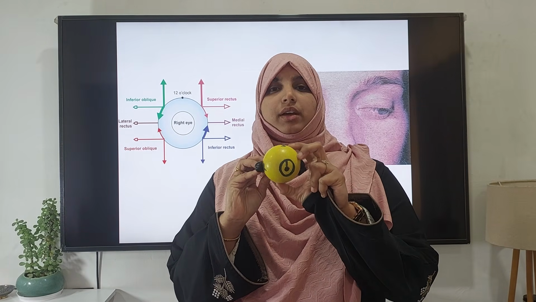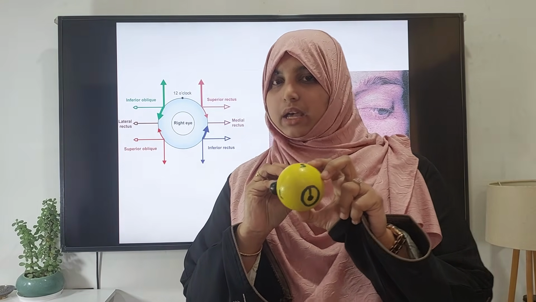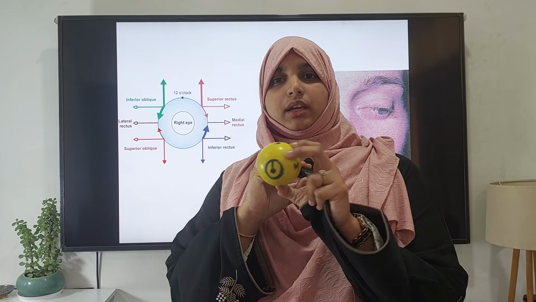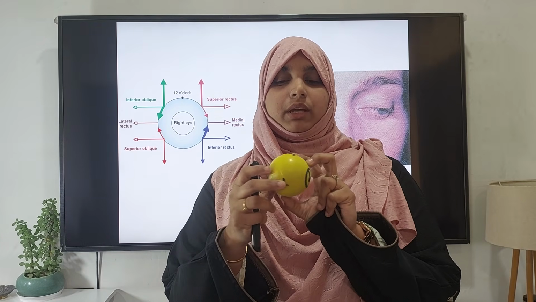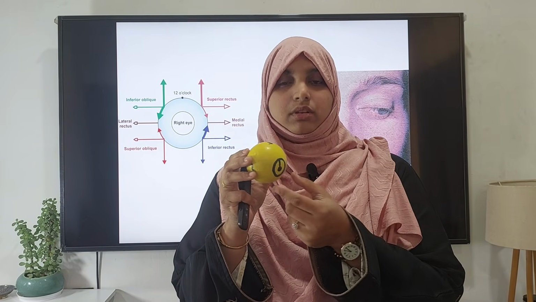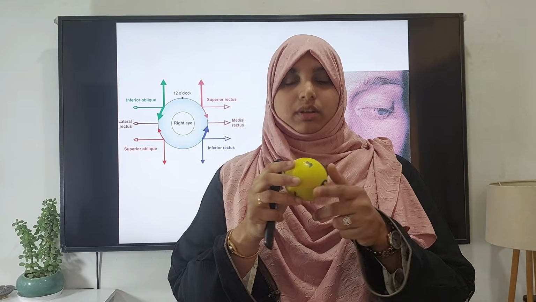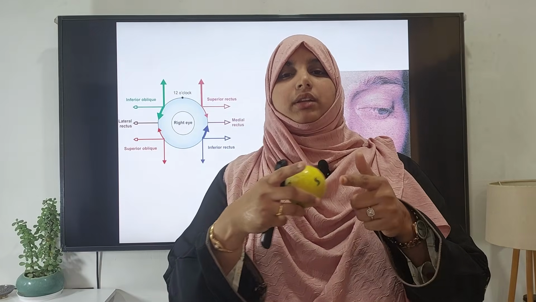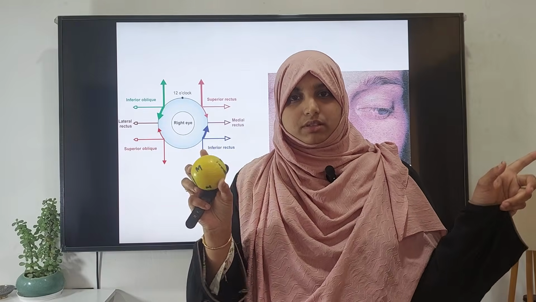Now, if this lateral rectus is paralyzed, that is, if the abducens nerve, the sixth nerve, is paralyzed, what will happen? The eye cannot move this way. There is going to be no lateral rotation. Then there is going to be a deviation towards the medial aspect, so it will move towards the nose. That will cause a convergent squint. Convergent means the eyes are moving towards the nasal aspect, whereas if the eyeballs are moving outwards, that's called a divergent squint.